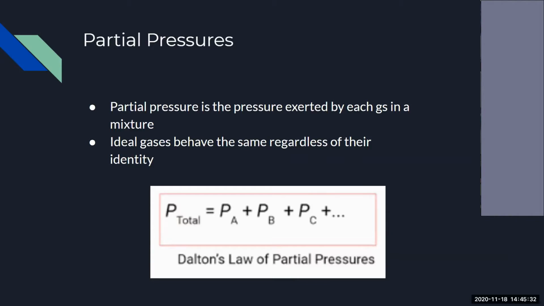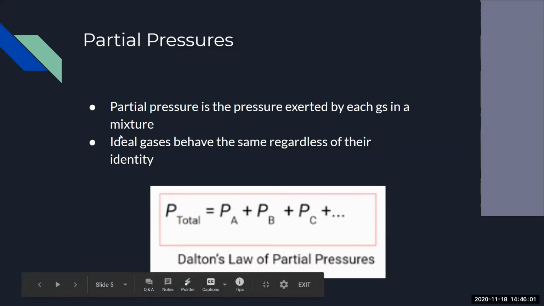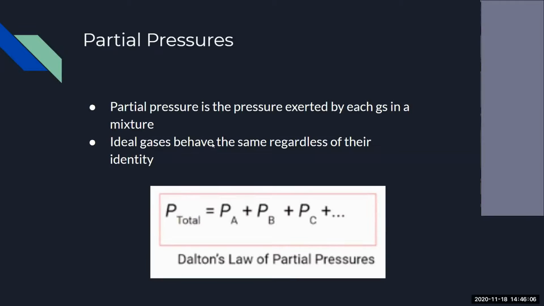Okay, so now partial pressures. This is basically saying whenever you have a mixture of gases, doesn't matter what the mixture is, the partial pressure is the pressure exerted by each gas. So let's say we had a mixture of hydrogen, helium, nitrogen, oxygen. Each type of gas would have its own pressure. Ideally, if it's an ideal gas, which most times they are, they're going to behave the same. It doesn't matter if it's oxygen gas, nitrogen, whatever. They're going to behave similarly.